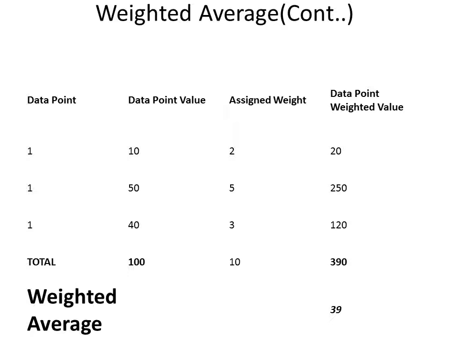So now we need to find out the weighted average. The weighted average is calculated by the total weighted value divided by the total assigned weight. The total weighted value is 390. The assigned weight total is 10. So 390 divided by 10, the weighted average value will be 39. This is how the weighted average value is calculated for a given set of data point values with assigned weight values.